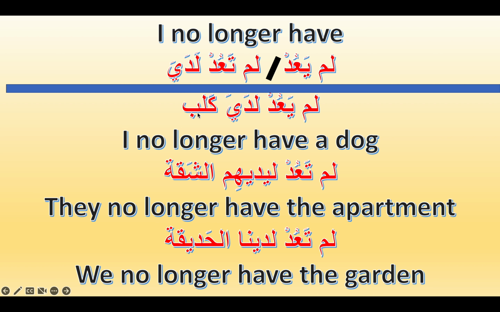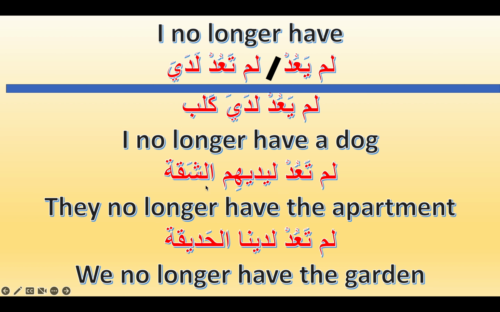Okay, so let's look at the first example. I no longer have a dog. We know that dog is masculine. كلب is masculine in Arabic. So we're going to use يعود. So I no longer have a dog. لم يعود لدي كلب. So you say, literally, it is no longer I have dog. So I no longer have a dog. لم يعود لدي كلب.